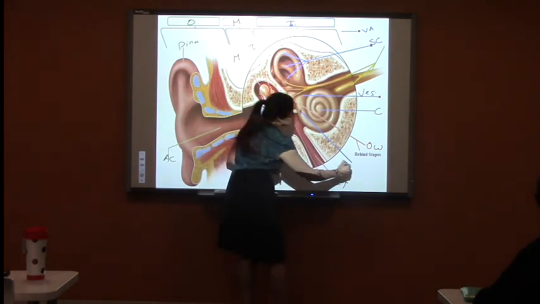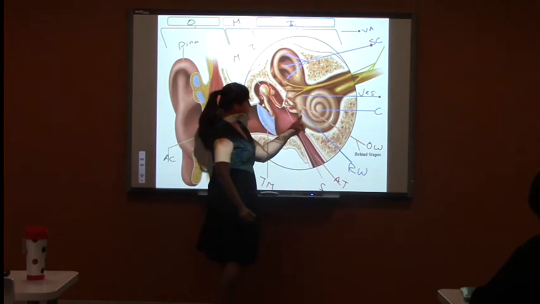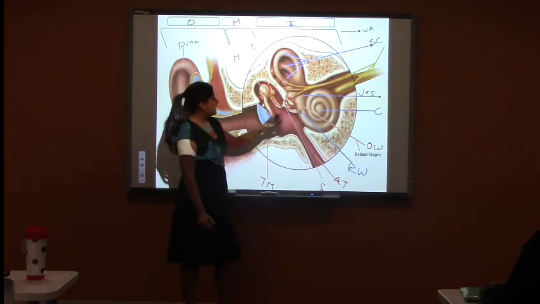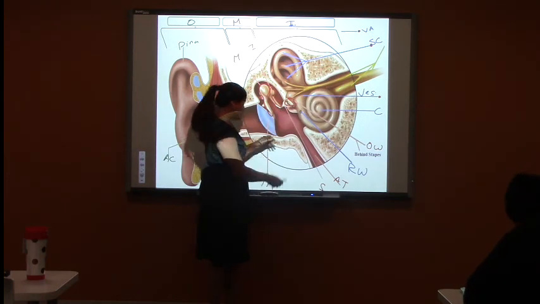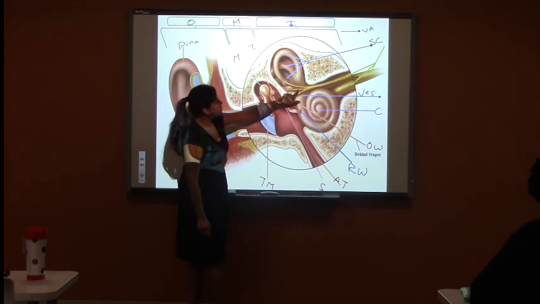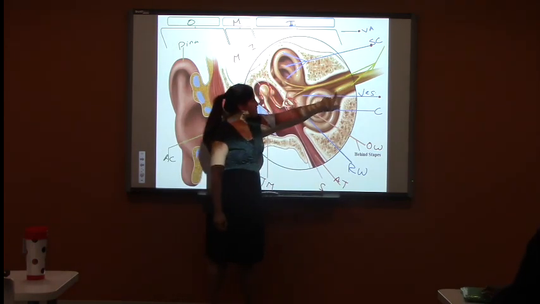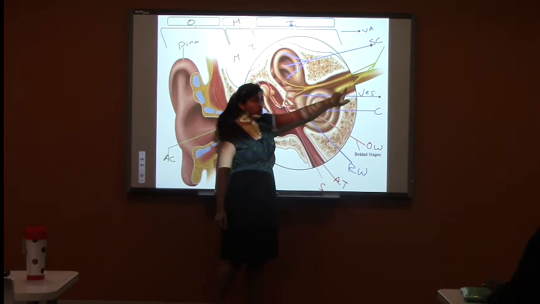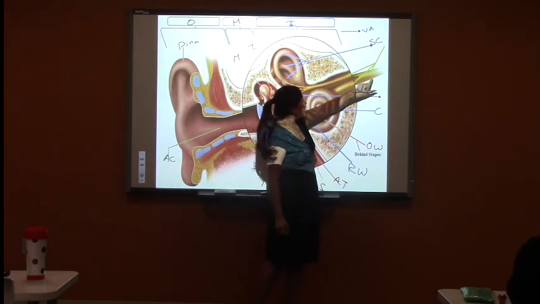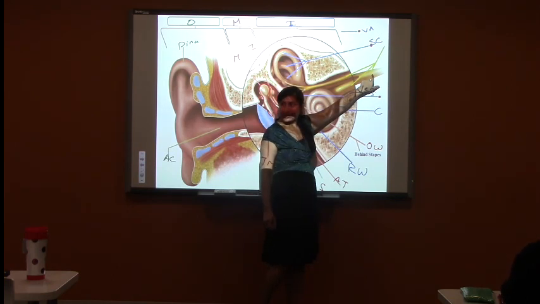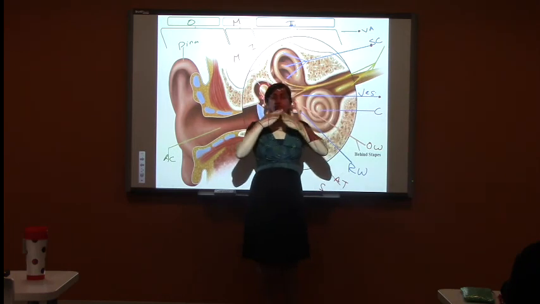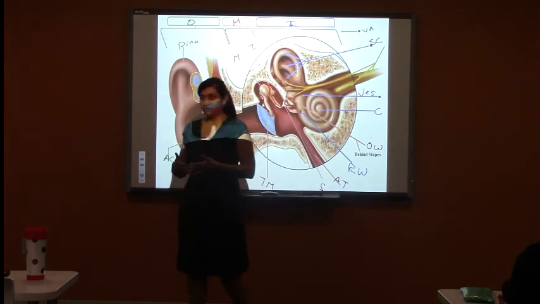Right here is the round window. And right here is the vestibulocochlear nerve. As you can see, this part of the nerve is going towards the vestibular part, and this part is going towards the cochlea. So here's the cochlear nerve, here's the vestibular nerve. The vestibular nerve and cochlear nerve unite, forming the vestibulocochlear nerve. You can see where they have come together. At the point where they have united, it is now the vestibulocochlear nerve.